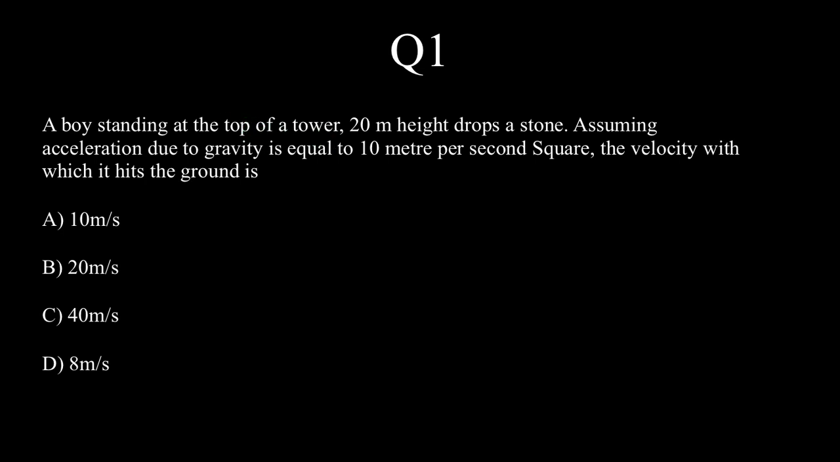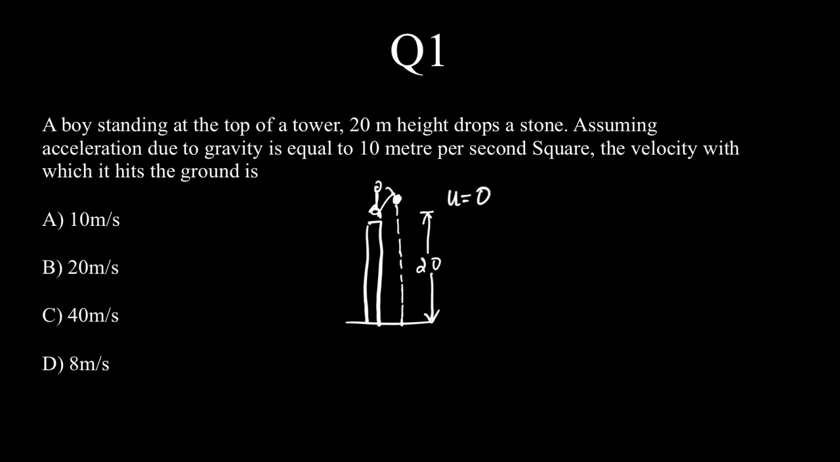A boy standing at the top of a tower 20-meter height drops a stone. Assuming the acceleration due to gravity is equal to 10 meter per second square, the velocity with which it hits the ground is. So, what's given is there's a tower and a boy stands on top of it. He drops a ball or he drops a stone, and the height of the tower is given to be 20 meter.